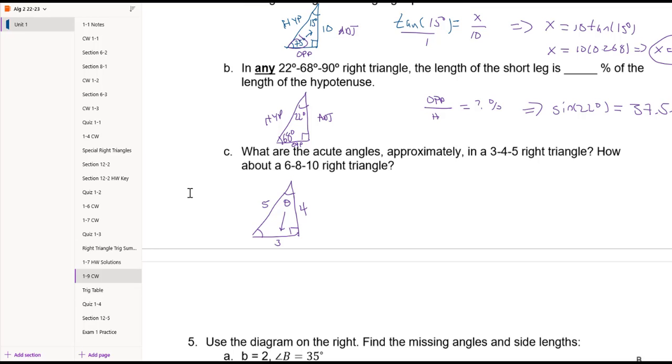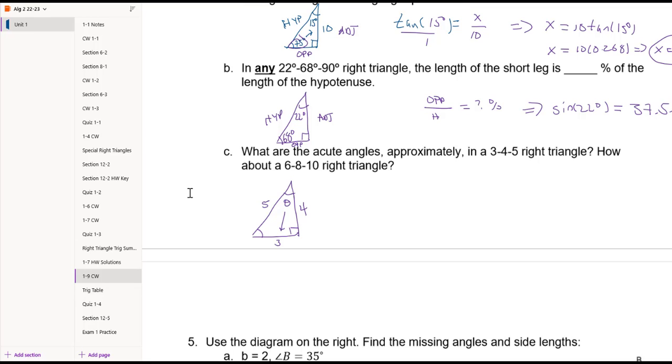It's commonly assumed by some students that this is a 30, 60, 90 right triangle. It's not, because 3 is not half of 5. In fact, 3 is more than half of 5, so this angle here is bigger than 30 degrees. The question is how much bigger.